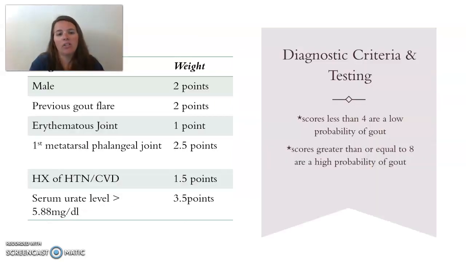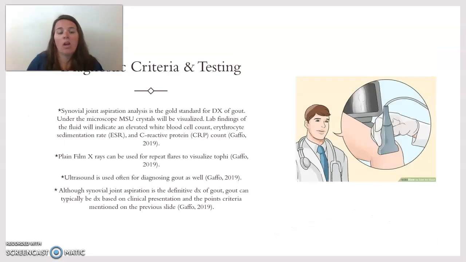This is some diagnostic criteria that you can read over. If you score less than 4, you typically do not have gout. If you score greater than 8, then the probability of gout is very high. Although it's nice to have these tools to diagnose gout, 9 times out of 10, gout can be diagnosed just on clinical presentation and what the patient is telling you. But we can also do a synovial joint aspiration, which is the gold standard for the diagnosis of gout. You will see those MSU crystals under the microscope.